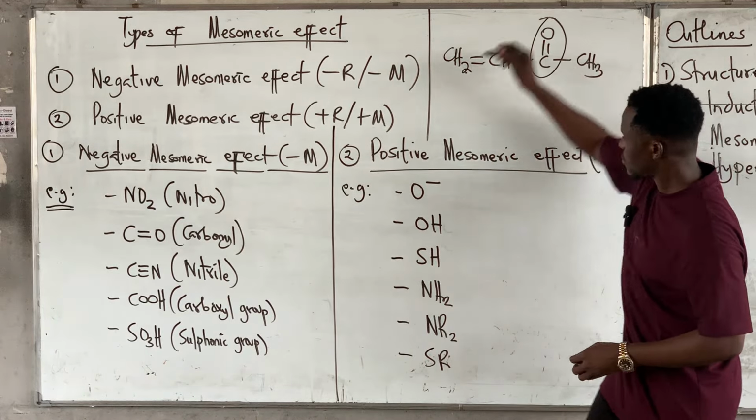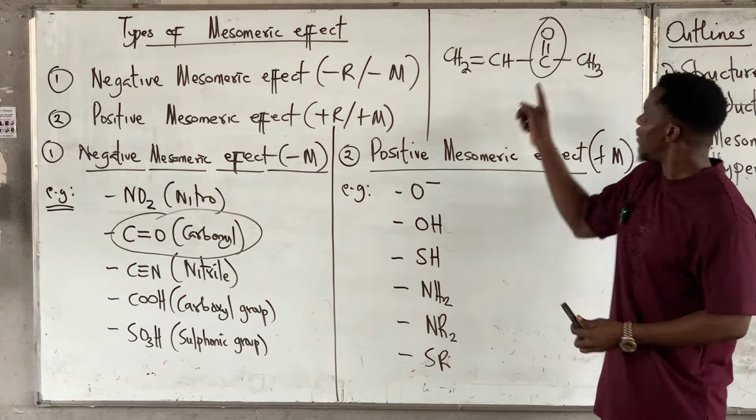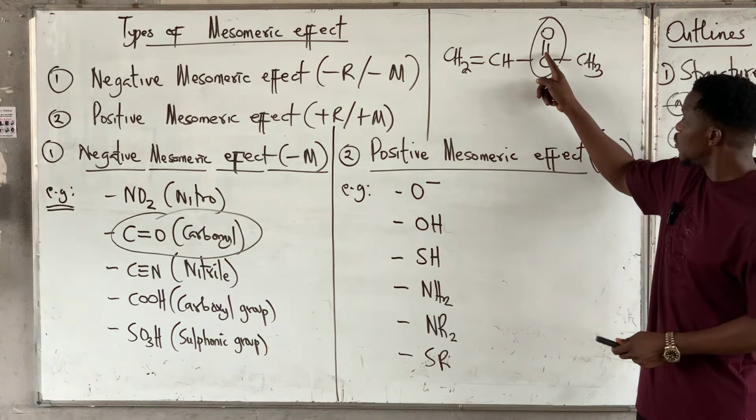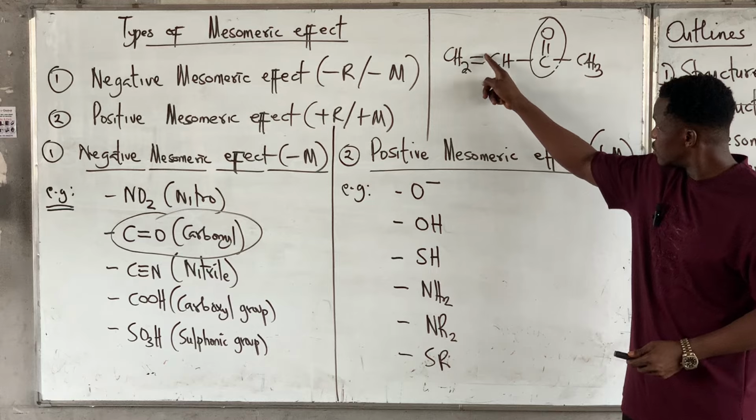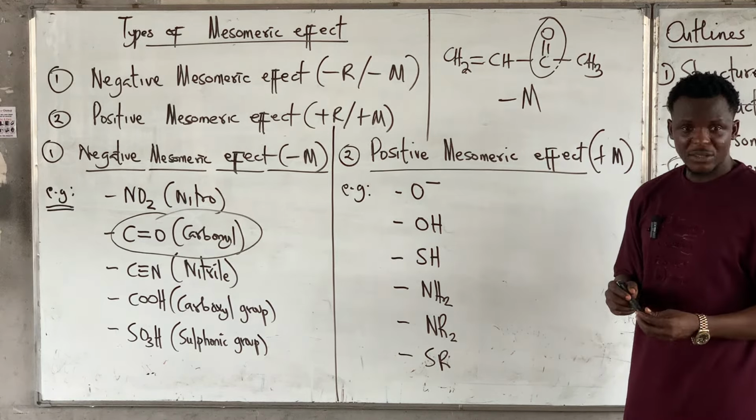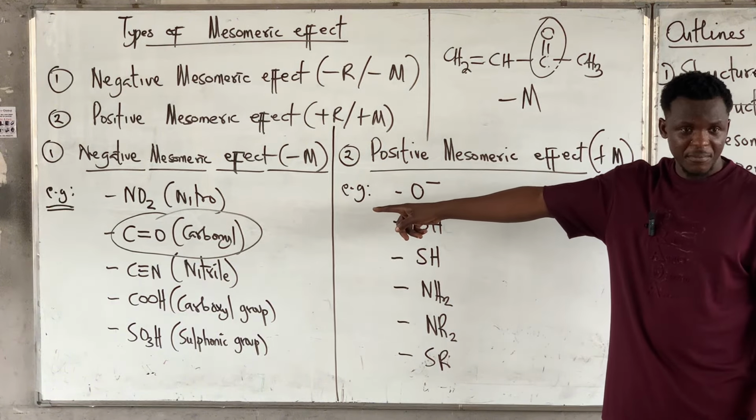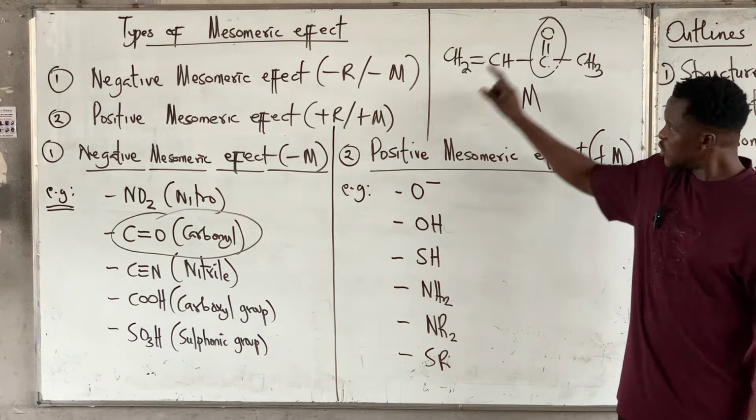This CO is this guy. Forget about this carbon that is added here. This CO is attached to this carbon that has a what? A double bond. So basically, this guy is going to be what? Minus M. Because CO as a substituent is minus what? M. Are you getting that? So you need to understand this.